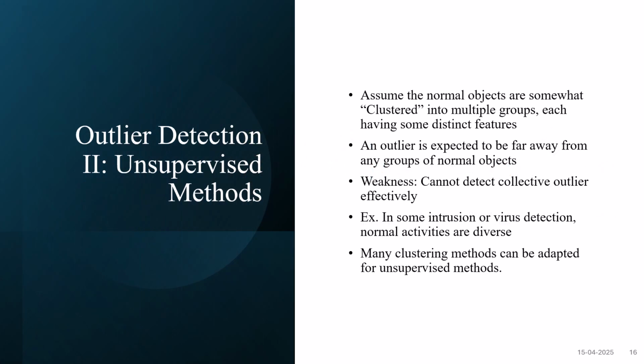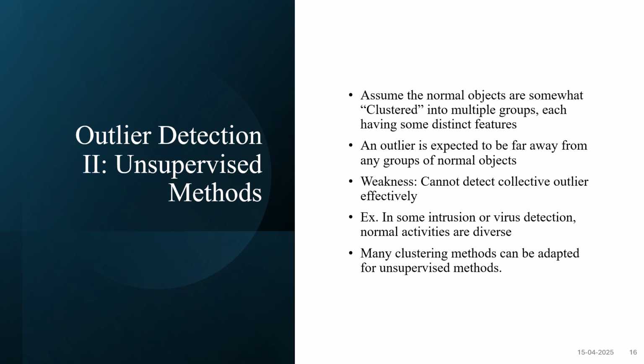In many scenarios, objects labeled as normal or outlier are not available. Thus, an unsupervised learning method has to be used. Unsupervised outlier detection methods make an implicit assumption that normal objects are somewhat clustered. In other words, an unsupervised outlier detection method expects that normal objects follow a pattern far more frequently than outliers.